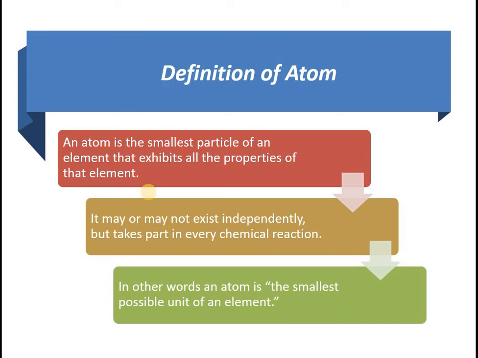If you take a small piece of zinc and grind it into smaller pieces, all these pieces will show the same properties of zinc. If you grind them further, they break up into very fine particles which still show the properties of zinc. After all, there comes a stage when the particles cannot be further subdivided into particles exhibiting properties of zinc. So these indivisible particles are the atoms of zinc.